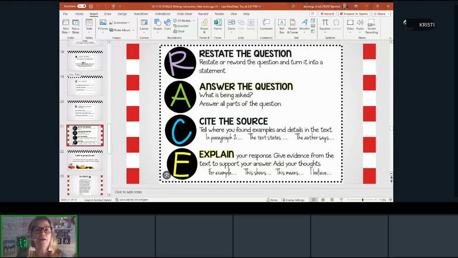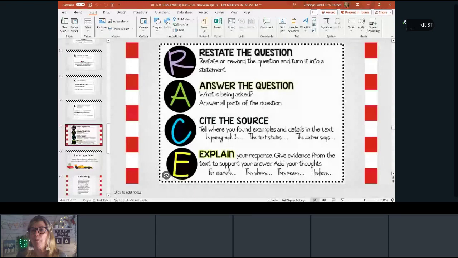So get practicing. Why don't you pick one? Pick in paragraph, whatever, or you can pick the text states, or you can pick the author says. So go ahead and pick one that you want to start off your answer with, okay?